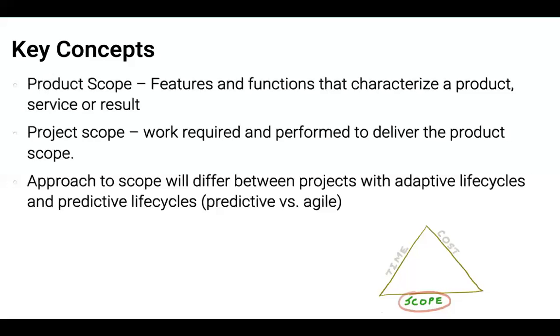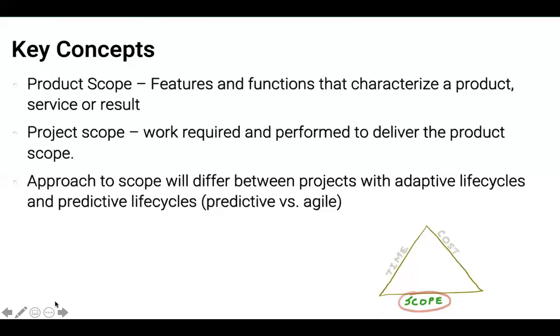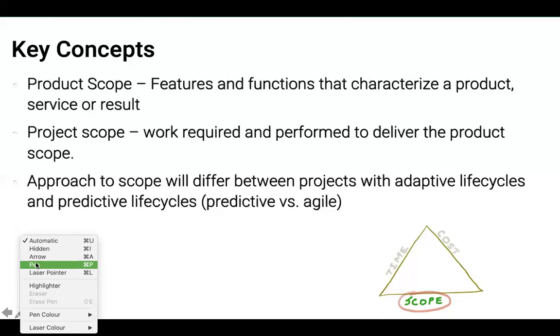And obviously, there is a difference in how scope is managed depending on the approach to the project lifecycle. So in a predictive lifecycle, you essentially want to plan all the scope to begin with. So you know what you're doing at the beginning, and you're going to act accordingly.